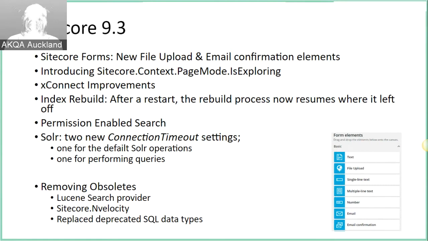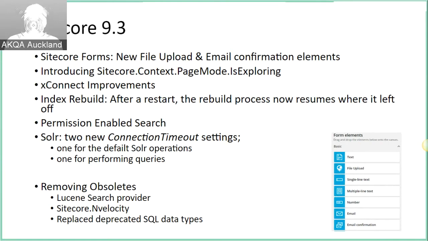Now xConnect, they made a lot of improvements on session batches and other updates. And this was one interesting one, index rebuild. We all usually do the index rebuild and if some infrastructure break happens, it stops, and again it will restart from the first. But now what they did is, if it breaks in the middle, when you reconnect, it resumes from where it left off. So that was one. And permission-enabled search is mainly in the content editor. Just imagine I am a content author. I am only allowed, like there are multiple sites. There are multiple content.